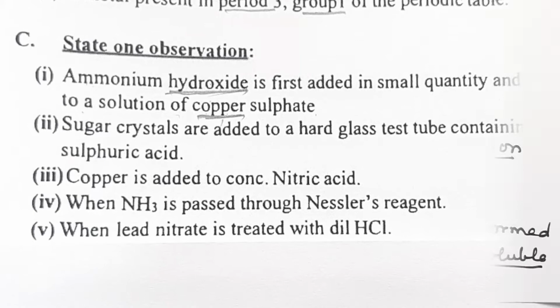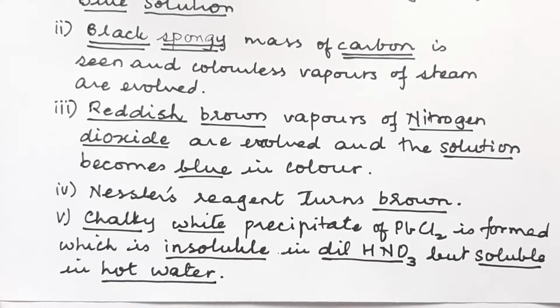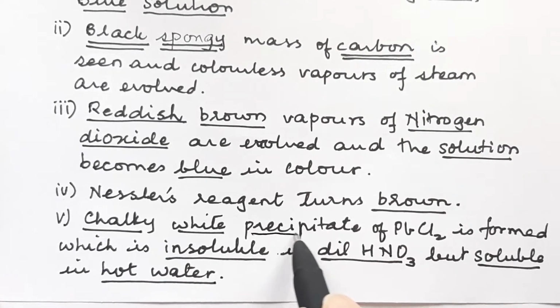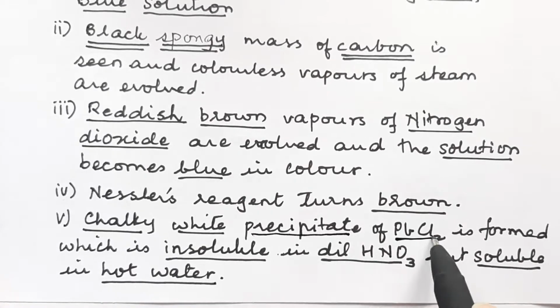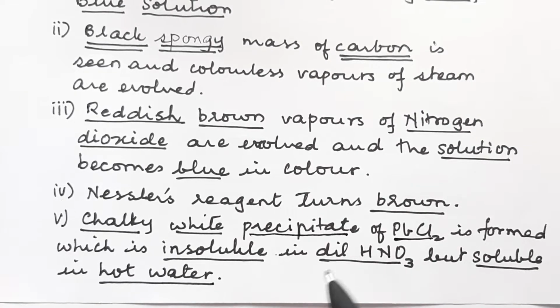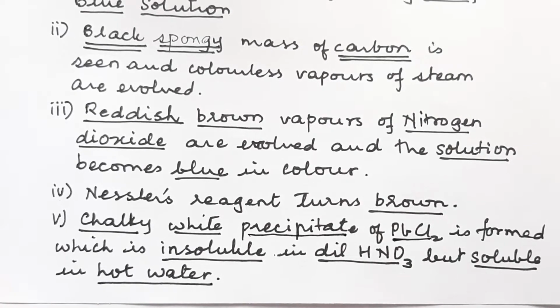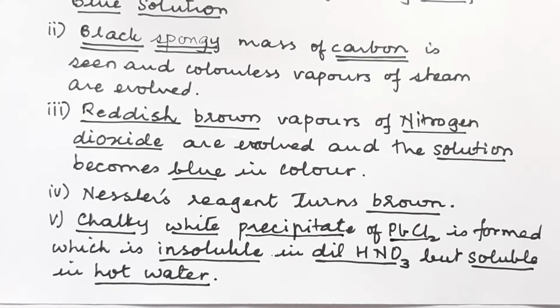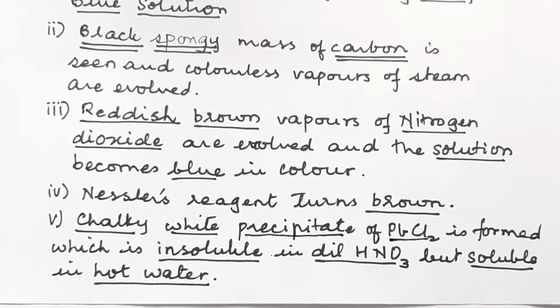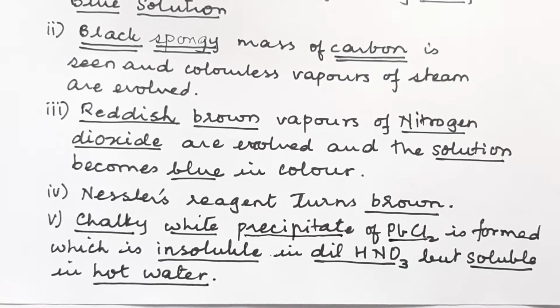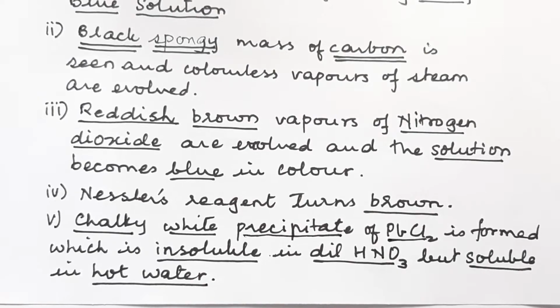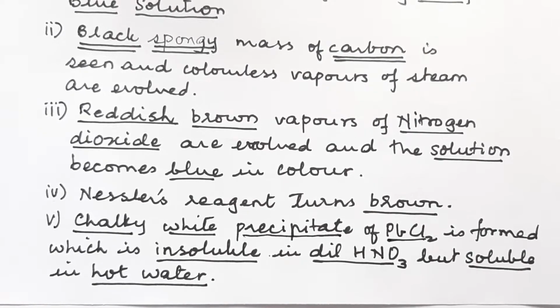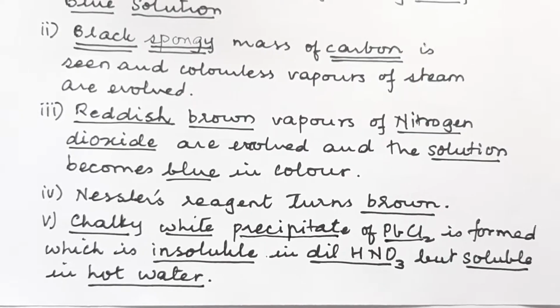Let us write our observation. So a chalky white precipitate of lead chloride is formed, which is insoluble in dilute HNO3 but soluble in hot water. Now this is what you have to know by heart. This is the entire description of PbCl2. So with this we finished 20 marks of section 1. So that is halfway through. This should take you approximately 20 minutes.